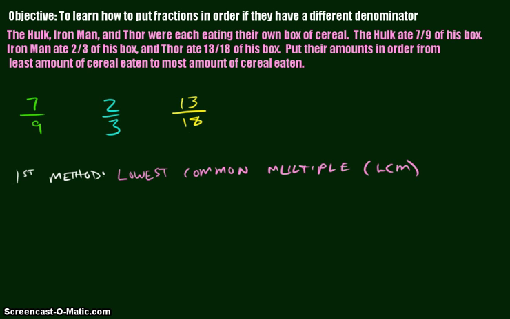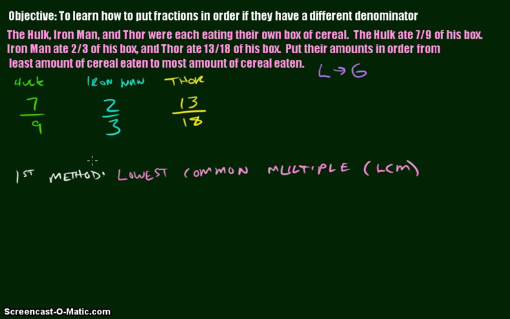So this is going to be a problem that, it sounds like, is least to greatest. L to G, least to greatest. So here's my Hulk amount, here's my Iron Man amount, and here's my Thor amount. So let's put their names above. And I'm going to show two methods to solve these types of problems when you have more than two fractions and they don't have the same denominator. Our goal is to have them have the same denominator.